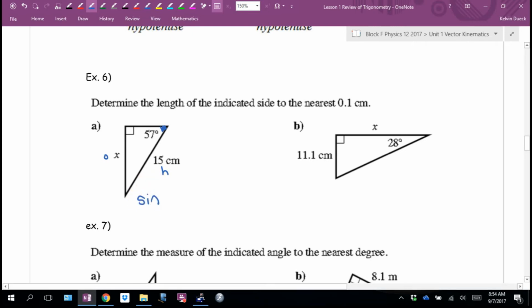Sine. What always goes next to the trig function? The angle. What always goes next to the trig function? The angle. Alec, what always goes next to the trig function? There you go, which in this case is 57 degrees equals, oh, it's opposite over hypotenuse, x over 15.